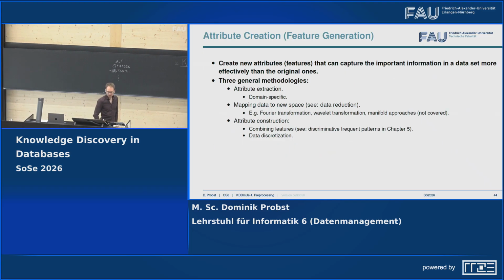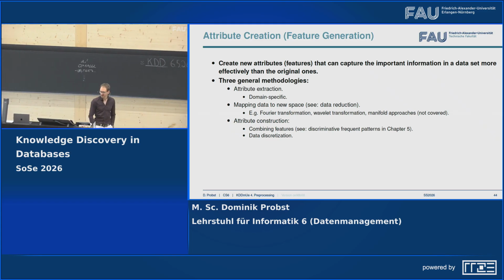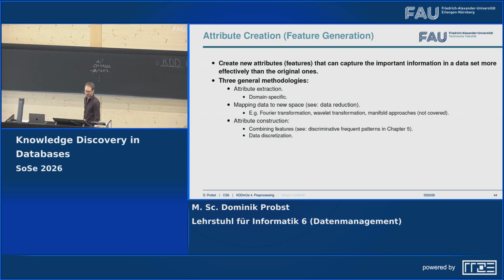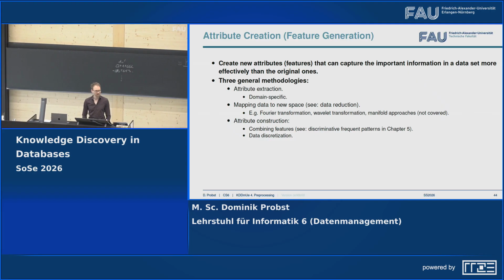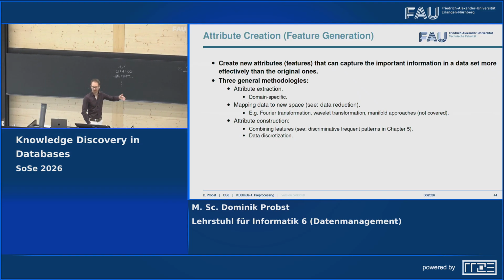We can also create new attributes that capture important information more efficiently than the original ones. To be honest with you, we already have done that with Wavelet Transform, and we have done that with the PCA. We have created a new attribute, D1', from the original 3 attributes, D1, D2, and D3. That's attribute creation.